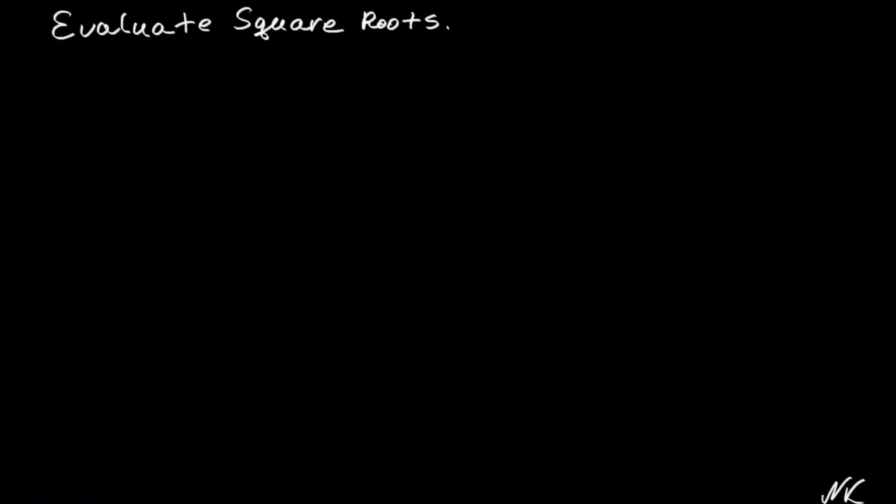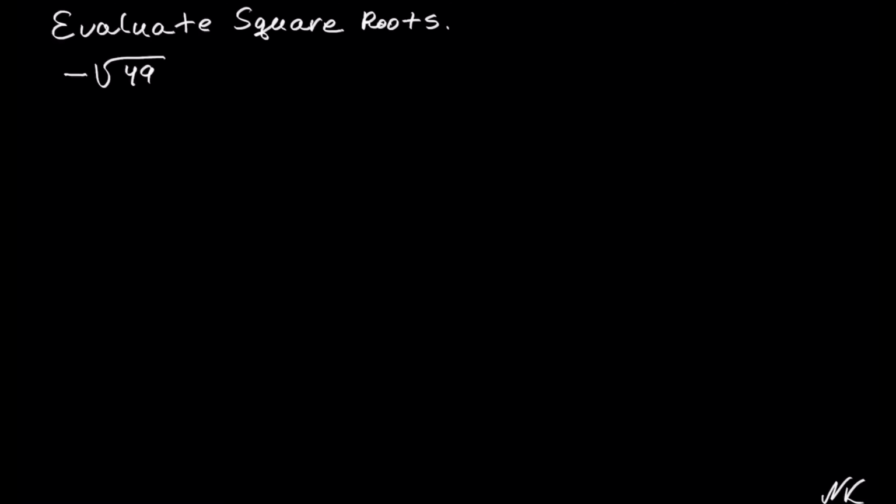Hello, in this video we are going to evaluate square roots. In this example we have to evaluate square root of 64. A square root cancels out with a second power. We can rewrite 64 as 8 to the second power, and we have our square root. Square root and the second power cancel, and our answer is 8.